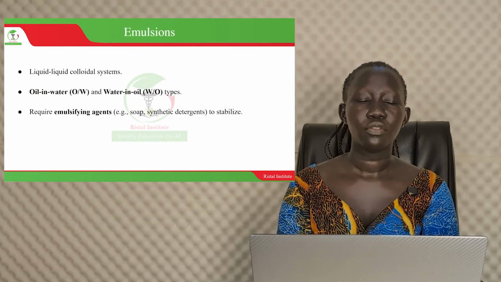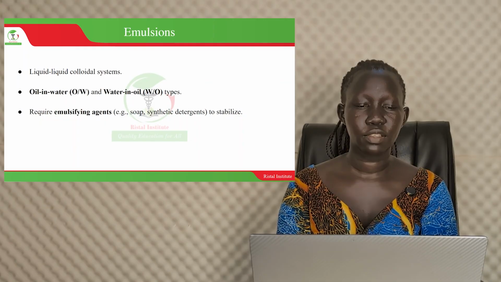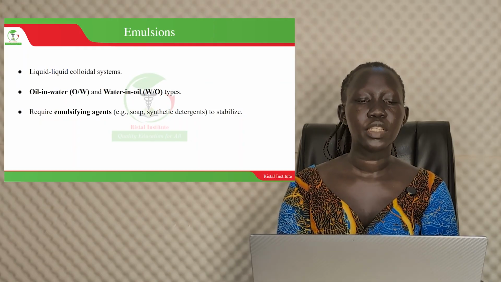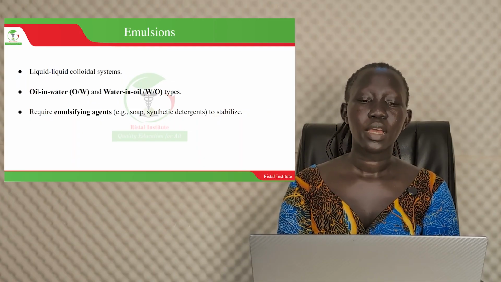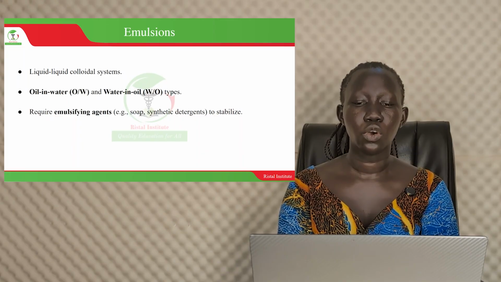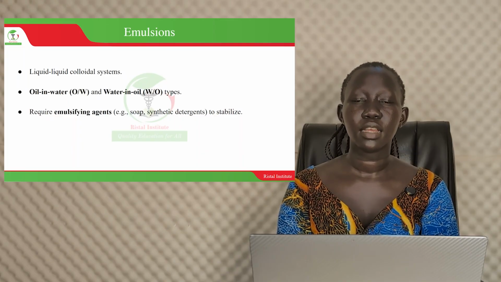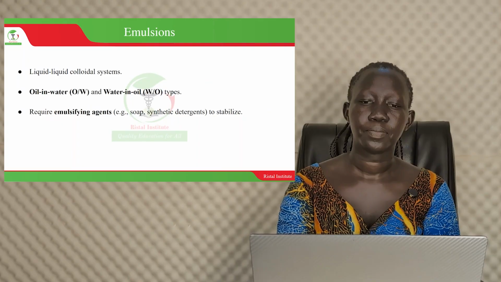Emulsions, we have the liquid colloidal systems. And here we have majorly the oil in water, and then the water in oil types. These require emulsifying agents, for example, soap and synthetic detergents, to stabilize.